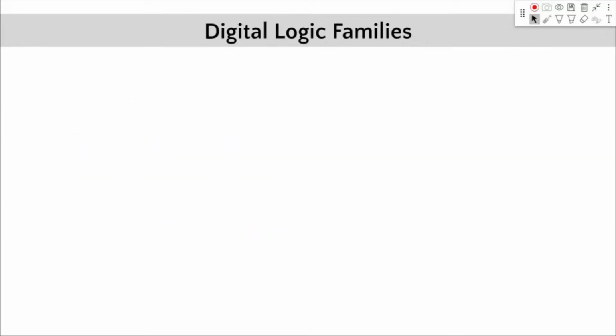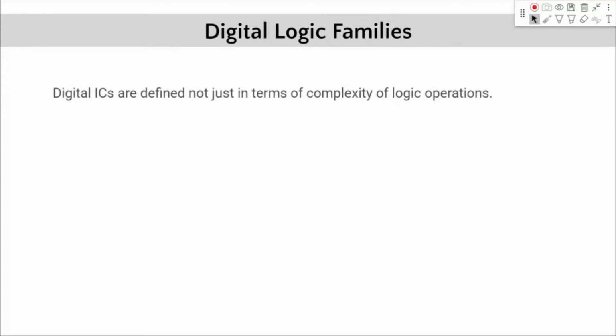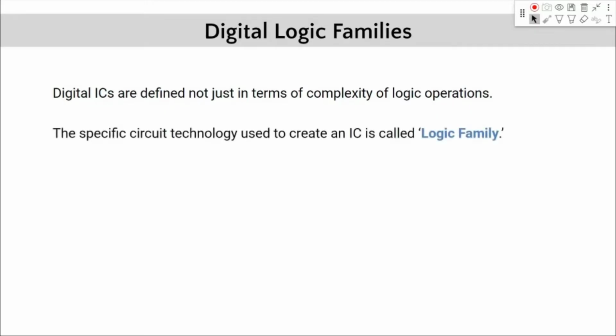Next is digital logic families. Now, what is the meaning of digital logic family? Digital ICs are not just defined in terms of the complexity of what logic operations they can do. Every digital logic family uses a specific circuit technology, the basic underlying electronic circuit that they will use to create any gate. That specific circuit technology, which is used to manufacture or create an IC, is called a logic family.